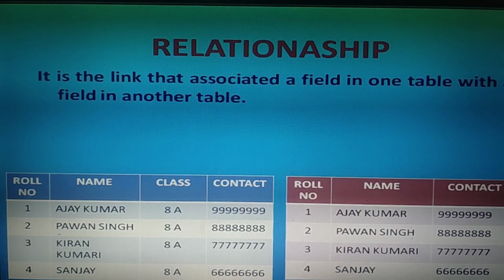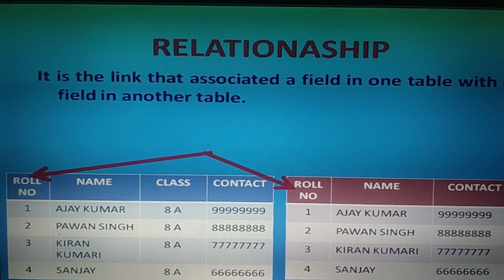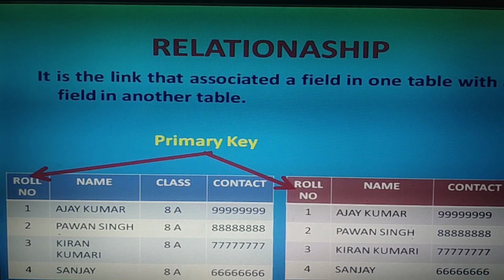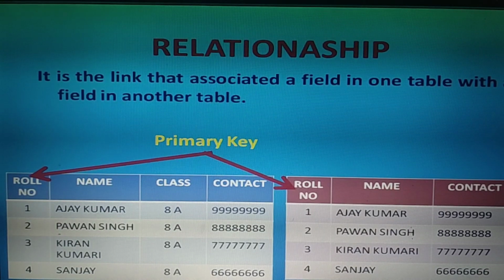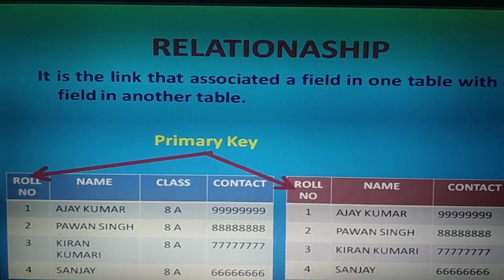So in both tables we want to create a relationship, so we can use one field as a common field. This is roll number. So using the roll number field we can create a relationship, and this field we set as a primary key. Okay, so in both tables the primary key is a common field, and using the primary key we can create a relationship between two tables. Okay, class.